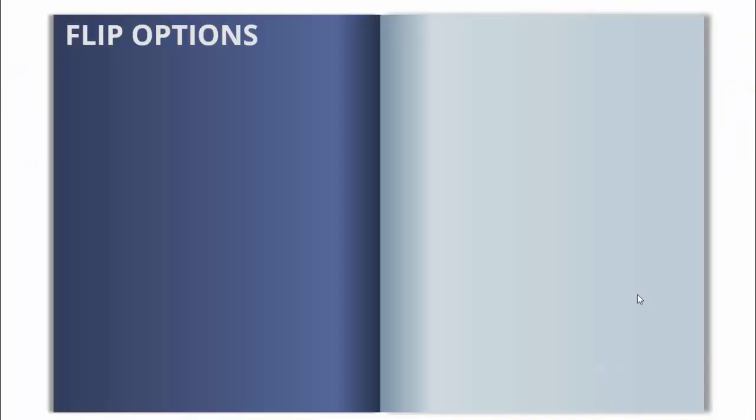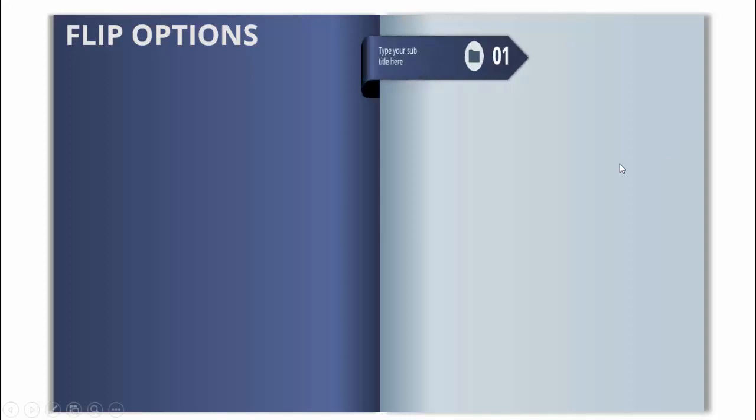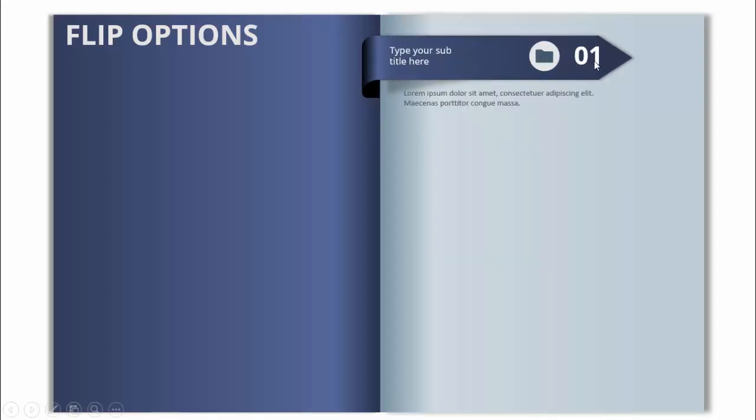In today's tutorial, I'm going to show you a very exciting 8 flip options infographic slide in PowerPoint, and this is how the slide works. As you can see here, this is kind of an open book, and when I click, it will show me the first option. You can see here option number 1 with the icon. You can add your subtitle here, and then below you can add the detailed text.